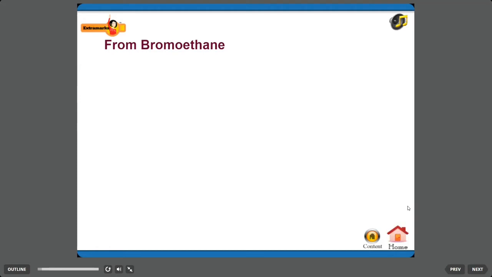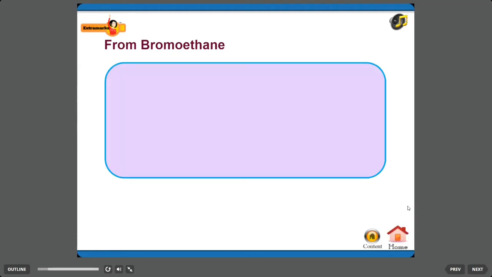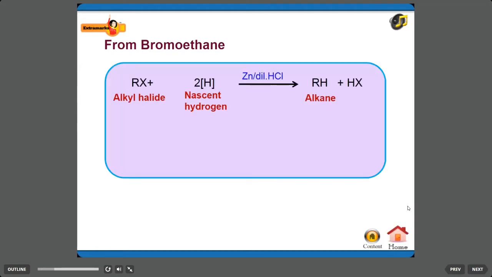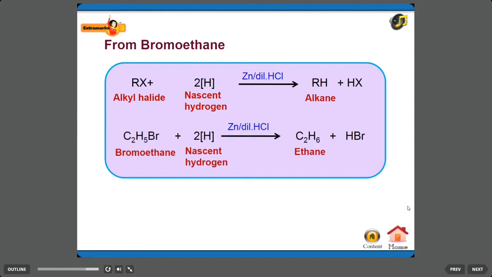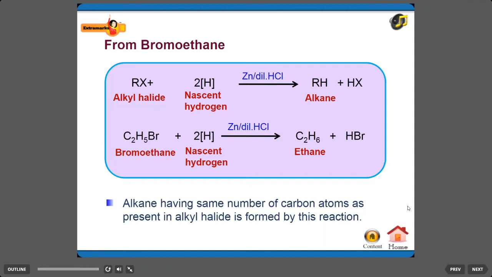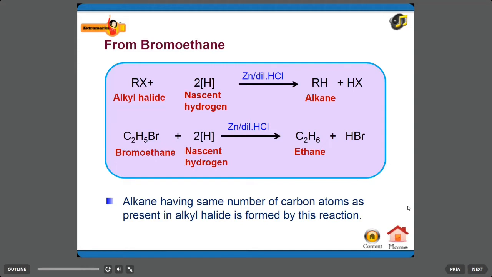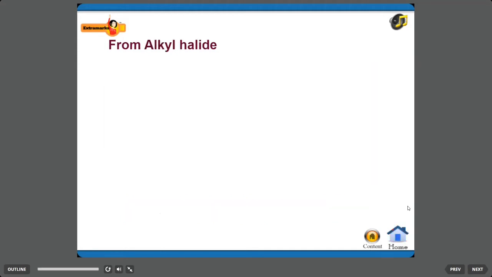We can also prepare ethane from bromoethane. Alkyl halide on reaction with nascent hydrogen produces an alkane. The nascent hydrogen is produced by reacting zinc with dilute hydrochloric acid. For example, ethane is formed when bromoethane reacts with nascent hydrogen. Notice that an alkane having the same number of carbon atoms as present in the alkyl halide is formed by this reaction.